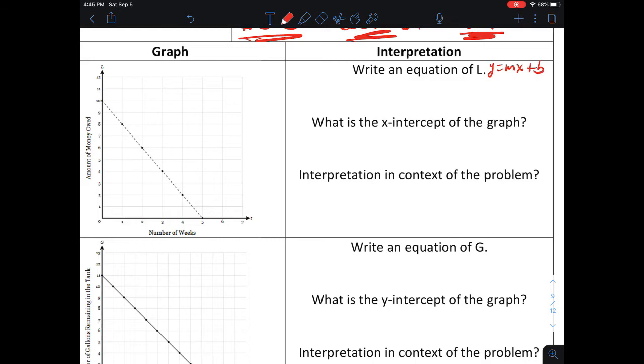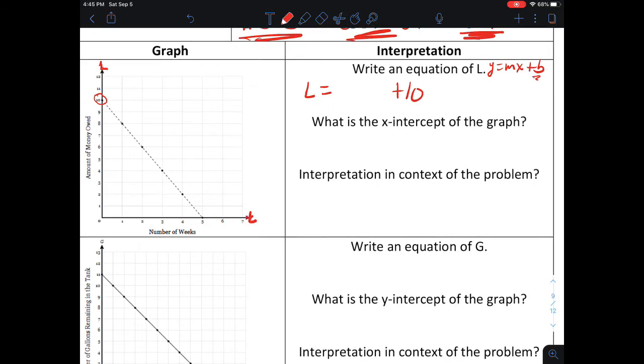So we're going to use y equals mx plus b form. But instead of the y-axis, we have the L-axis. So it's going to be L equals. Now the y-intercept here, or the L-intercept of this problem, is 10. So that means B is going to be 10. So I'm going to say plus 10 here. Now, the x-axis in this case is t. So I'm not going to use x. I'm going to use t.